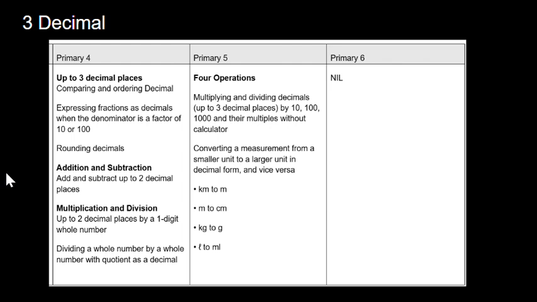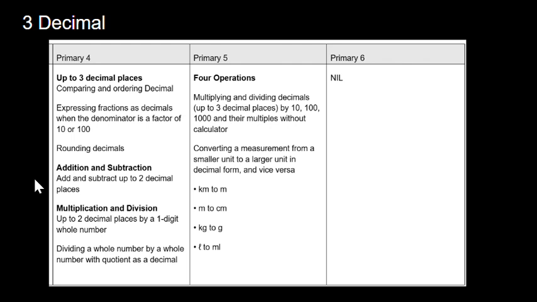Then you have rounding of decimals. If you got 3.94, you can say that it's 3.9. If you got 3.96, the last digit is already more than 5, so you can say that it's actually 4. So they must be able to do rounding of decimals.